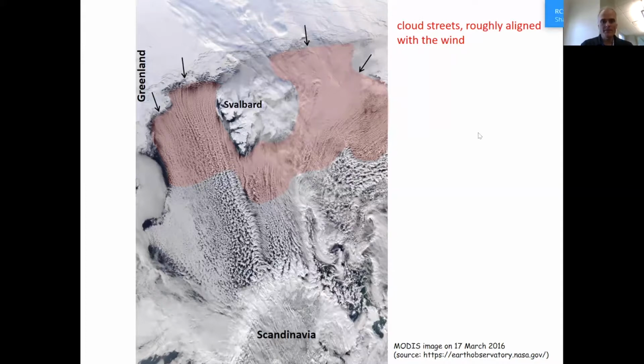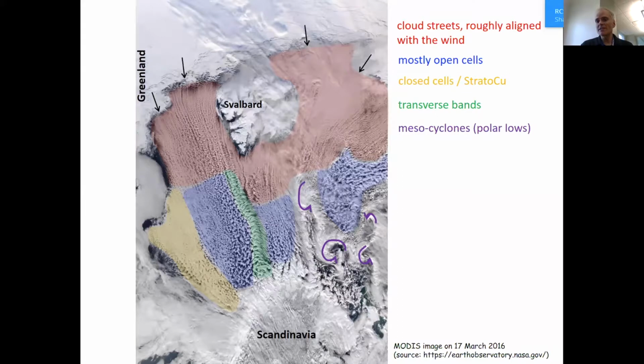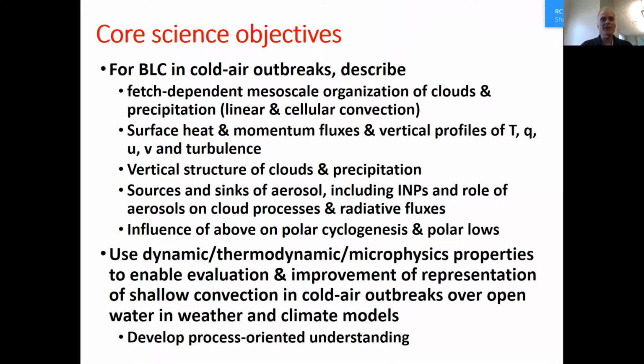You'll also see periods where we have mostly open cells, as indicated in the blue color here. Then we'll also probably have some observations that'll be collected in closed cells of stratocumulus, as depicted in the yellow color. Also some transverse bands, as in the green color here. Also some mesocyclones in the polar lows. And then also, as we get closer to Scandinavia, we might also have some observations that are made with more of orographic enhancement. So the idea is here we want to make observations that will allow us to determine the properties of the clouds associated with the boundary layer convection and also the conditions under which they occur.